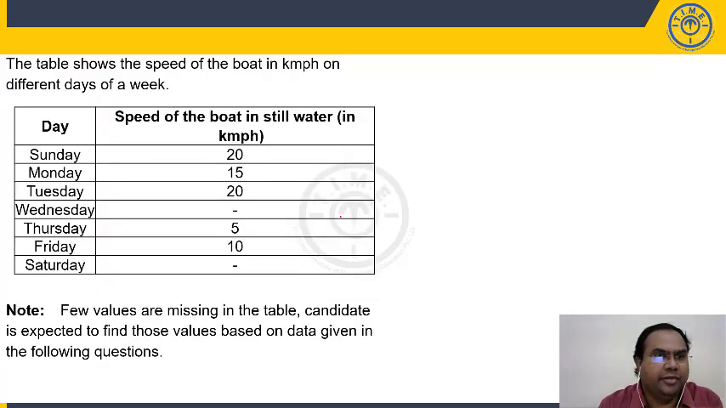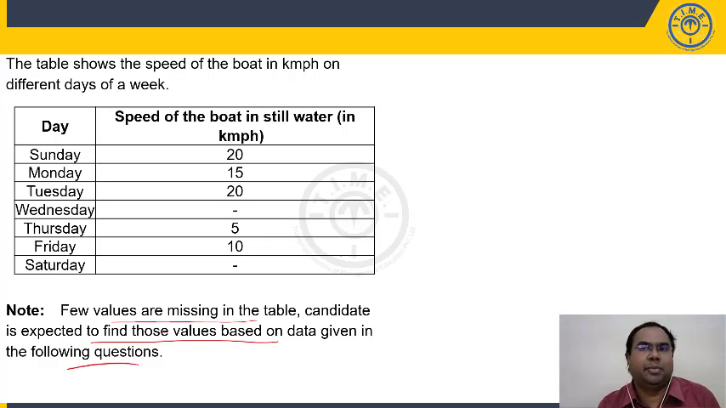Okay, any other information? We have one more table here. The table shows the speed of the boat in kilometers per hour on different days of the week. Sunday the speed of the boat is 20 kilometers per hour, Monday 15, Tuesday 20, Wednesday, and Saturday the data is missing here, Thursday, Friday 5 and 10. Few values are missing in the table, that is given in the note. The candidate is expected to find those values based on the data given in the questions.